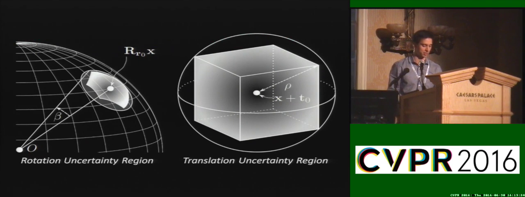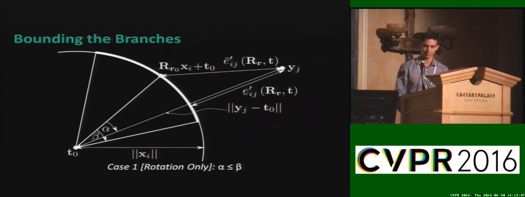Here we see the uncertainty region induced by a hypercube on a point X. The transformed point may lie anywhere in the uncertainty region, which is the Minkowski sum of the umbrella-shaped region, rotation uncertainty region, and the cubic translation uncertainty region. Our bounds use the spherical cap and the sphere which contain these regions.